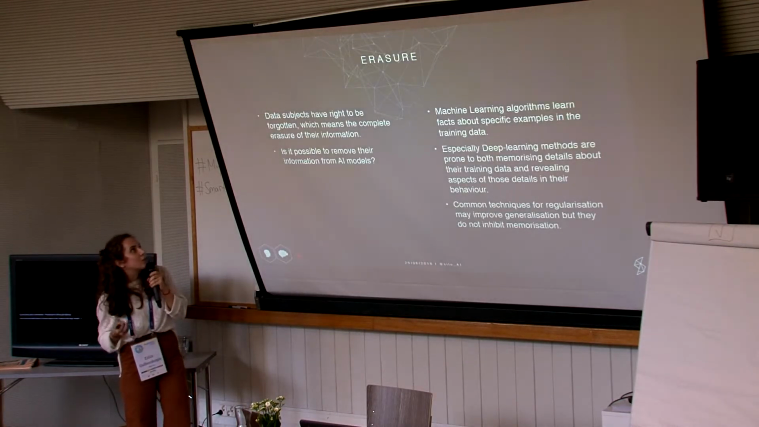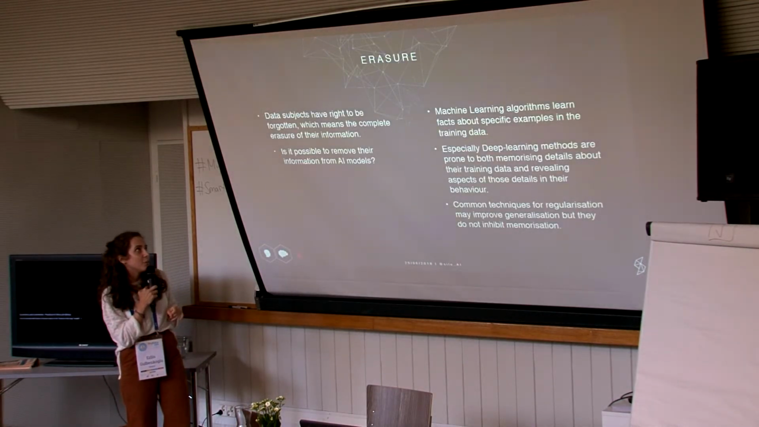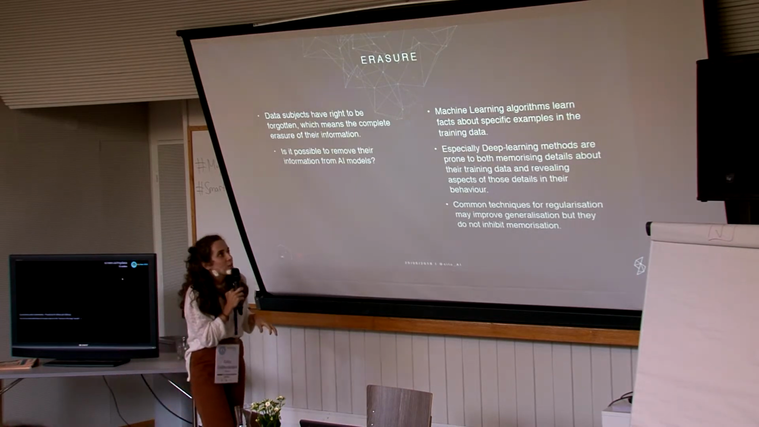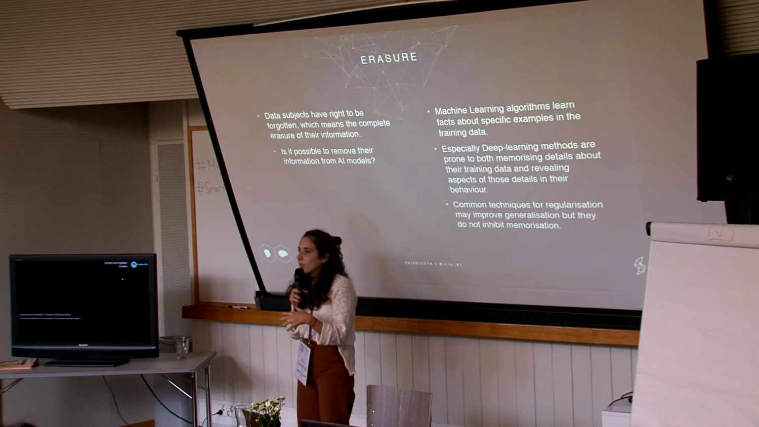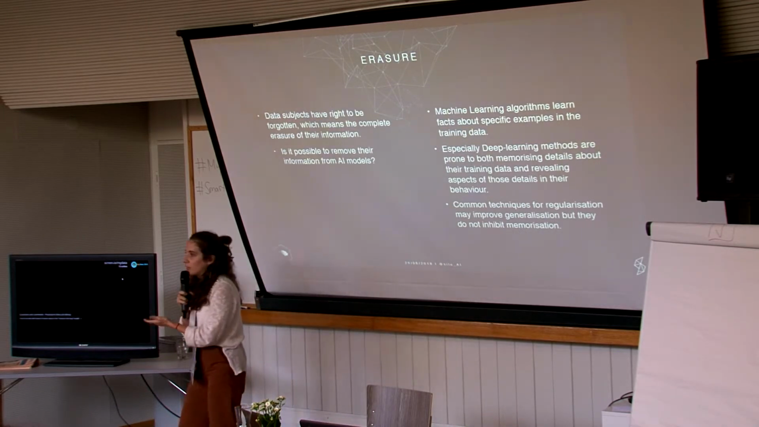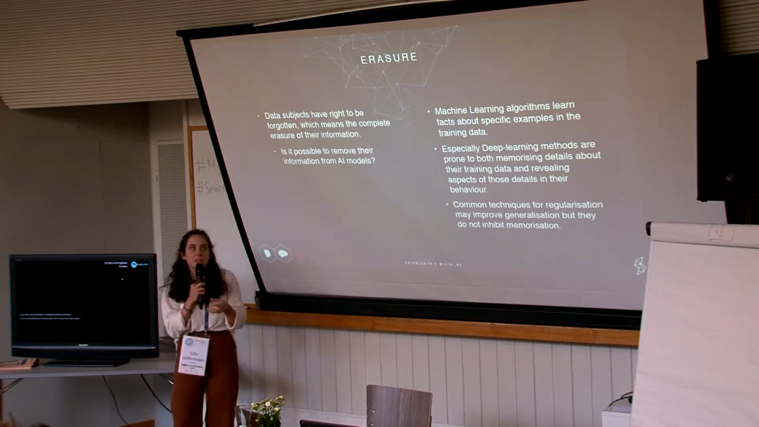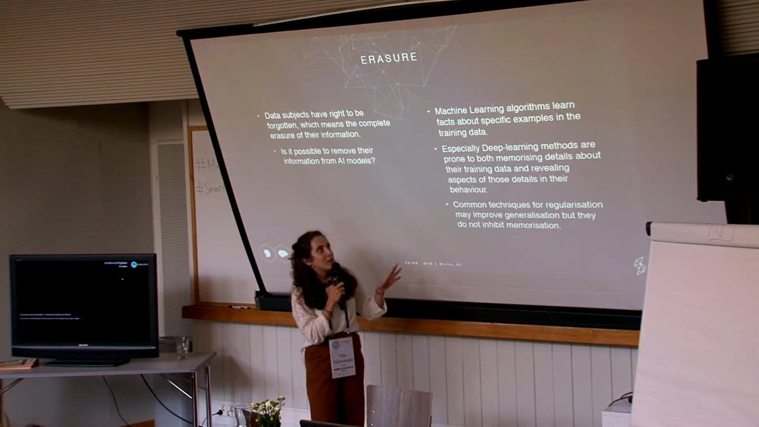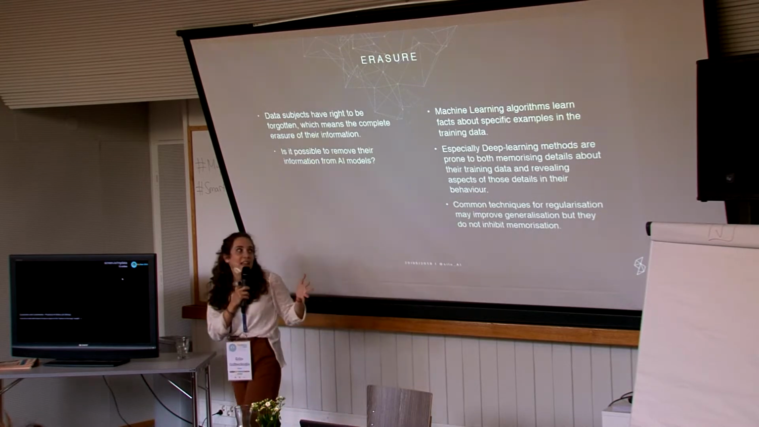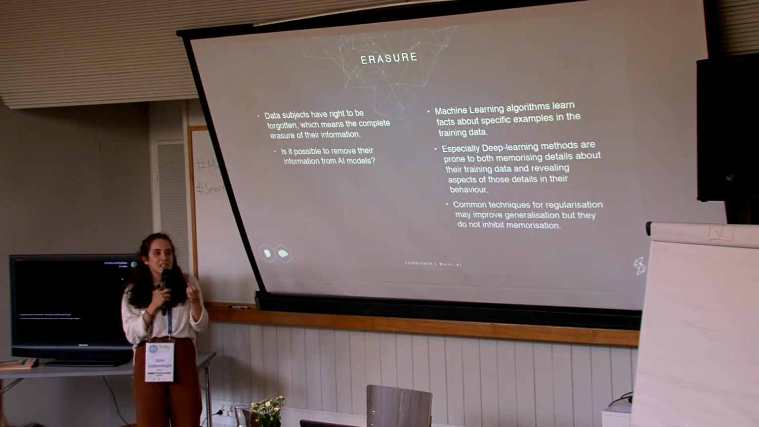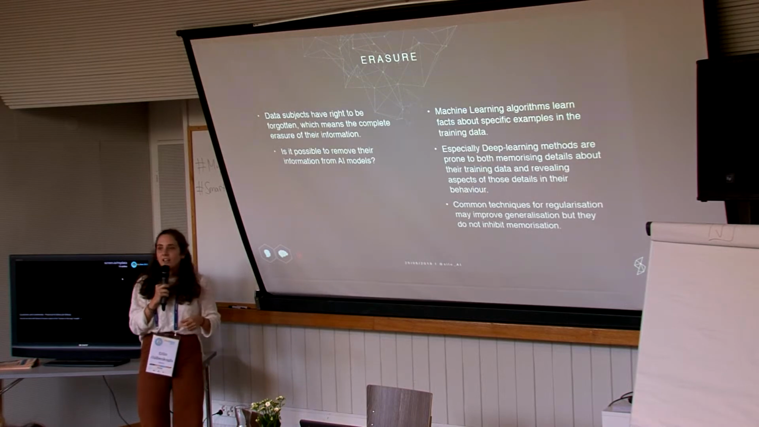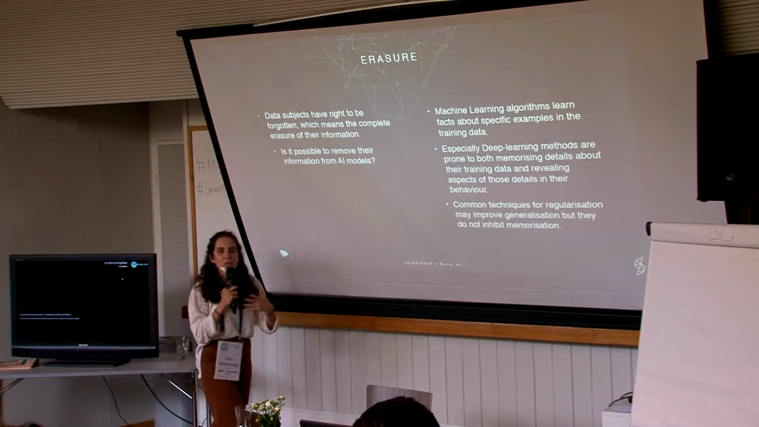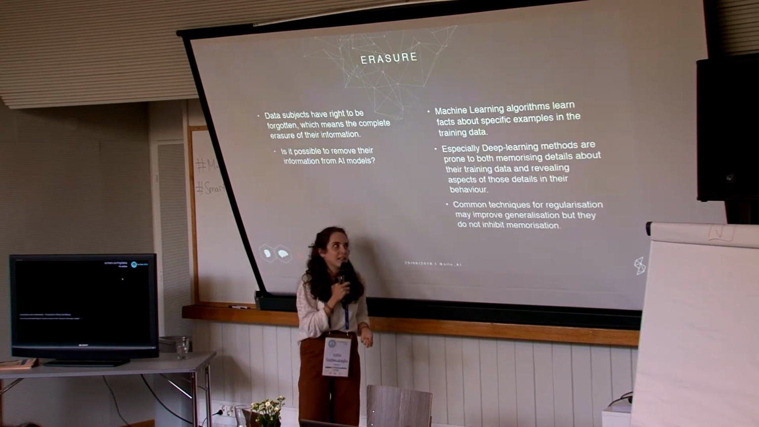So let's go to the third topic, which is erasure. I said that when machine learning models are learning from their training data, you build the parameters with what there is in the training data. Especially in deep learning, the methods have a tendency to memorize their training data, information about the people in their training data.